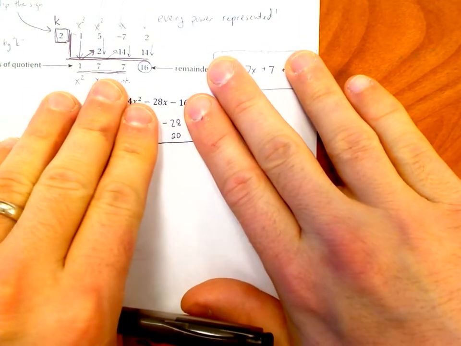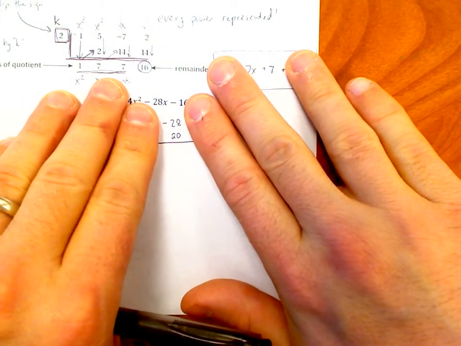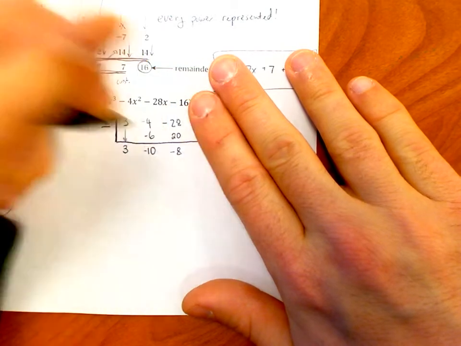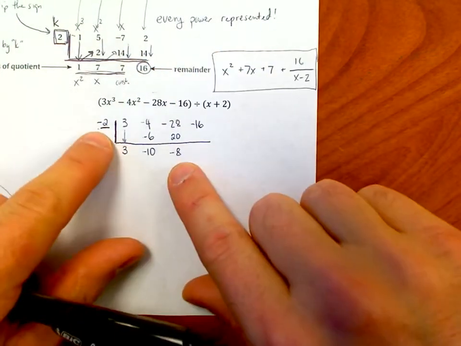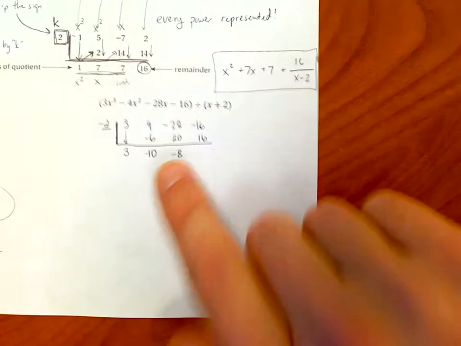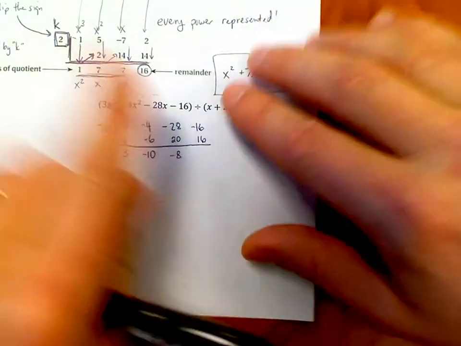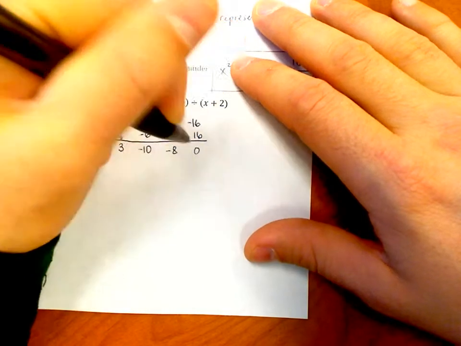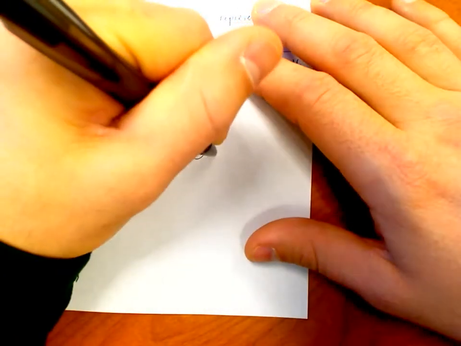I add vertically, -28 and +20, add up to -8. I multiply, -8 and -2, add up to +16. And then I add vertically, -16 and +16, add up to 0. 0 is the remainder.